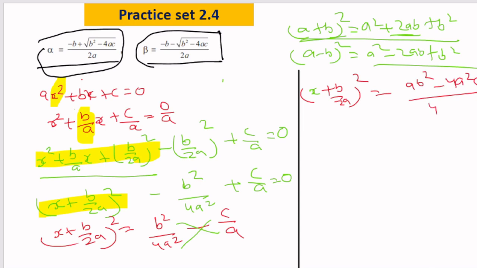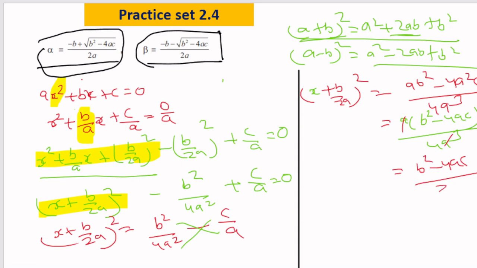And if you solve further, you can see a common throughout. If I take a common from the numerator, then the remaining will be like this, 4ac upon 4a cube. A and A will get cancelled here. So remaining will be b square minus 4ac divided by 4a square. Now this is same what we have done using the completing square.